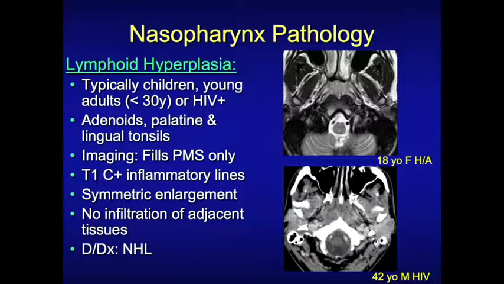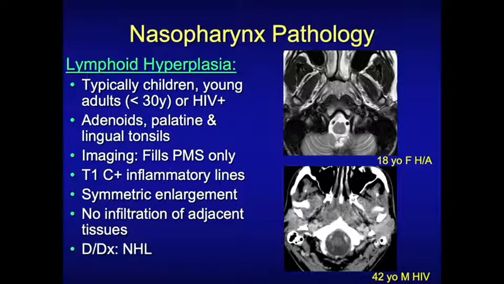This is a young patient who was imaged for headaches, 18-year-old, who has just prominent adenoidal tissues. You can see that the adjacent structures are nice and normal. The prevertebral muscles are clean. We actually see some of our normal anatomic landmarks, our torus tubarius here.